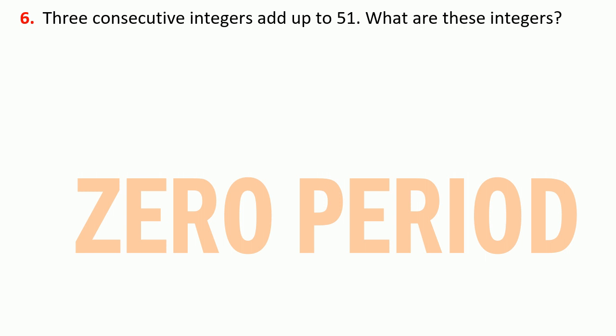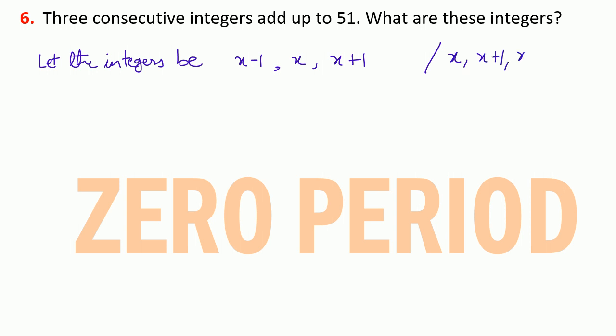The ways are, let the integers be x minus 1, x and x plus 1. Another way, you can take x, x plus 1 and x plus 2. Both will give you the same answer. I am taking this one, x minus 1, x and x plus 1.